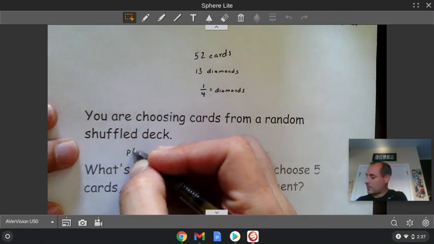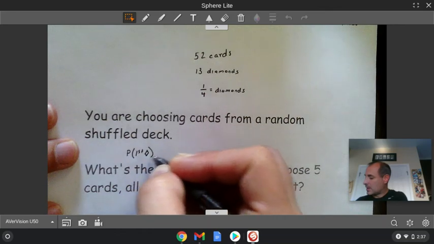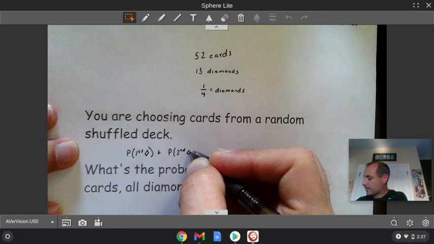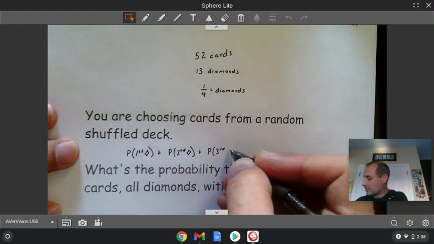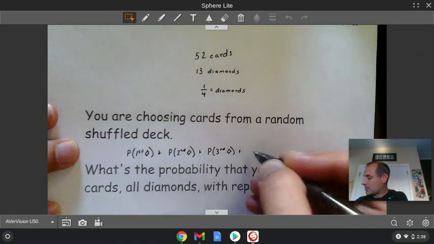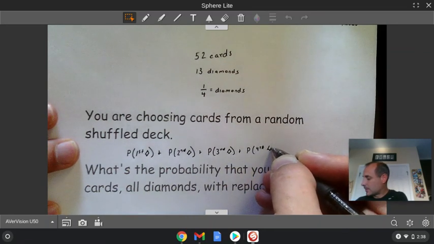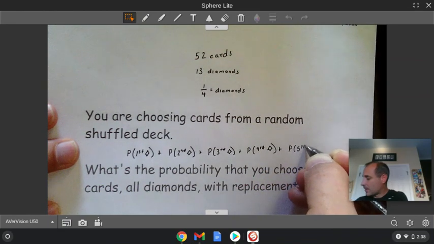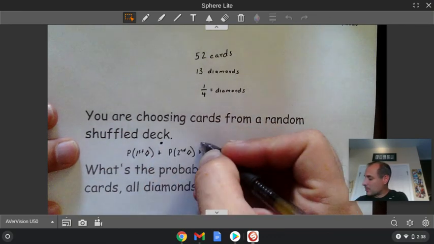we're looking for the probability that the first is a diamond, and the probability the second is a diamond, and the probability the third is a diamond, and the probability the fourth is a diamond, and the probability the fifth is a diamond. And in probability, "and" implies multiplication.